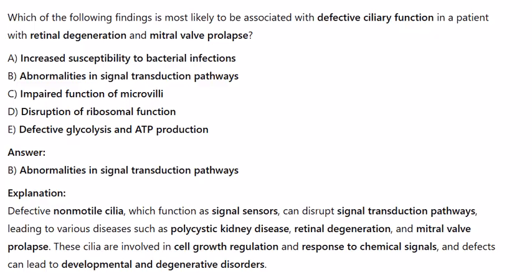C. Impaired function of microvilli. D. Disruption of ribosomal function. E. Defective glycolysis and ATP production. Answer: B. Abnormalities in signal transduction pathways.